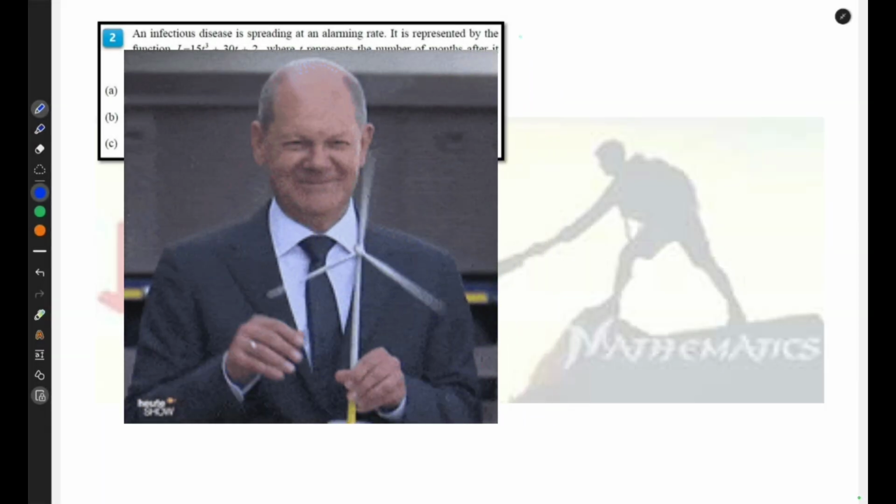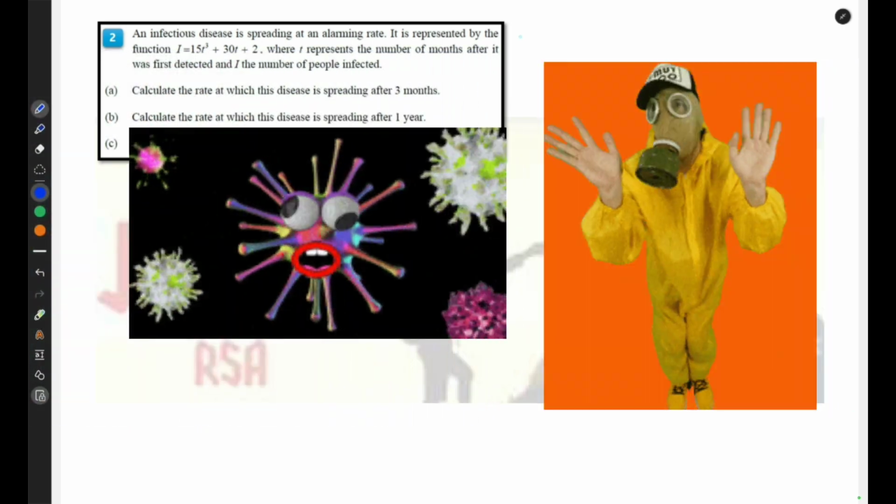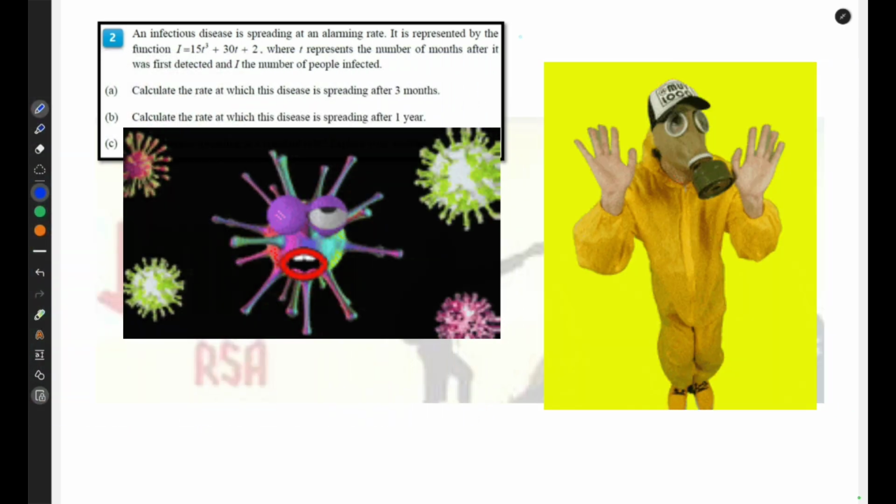Let's look at another one. Just to show you the randomness of these questions, first we had the windmill for question 1. Now we have infectious disease. So it depends on how creative your teachers are. They can go anywhere with this section.